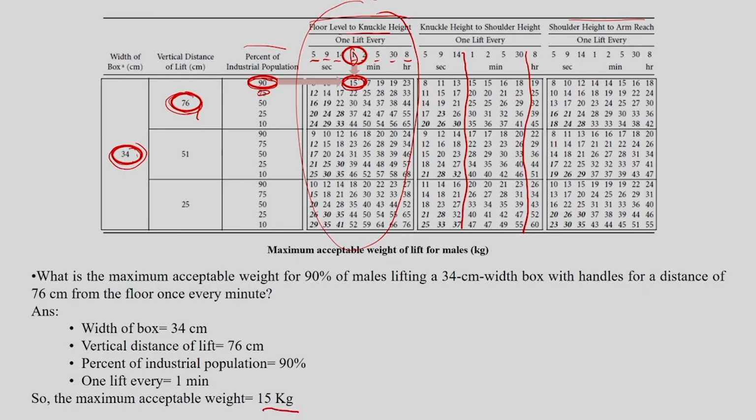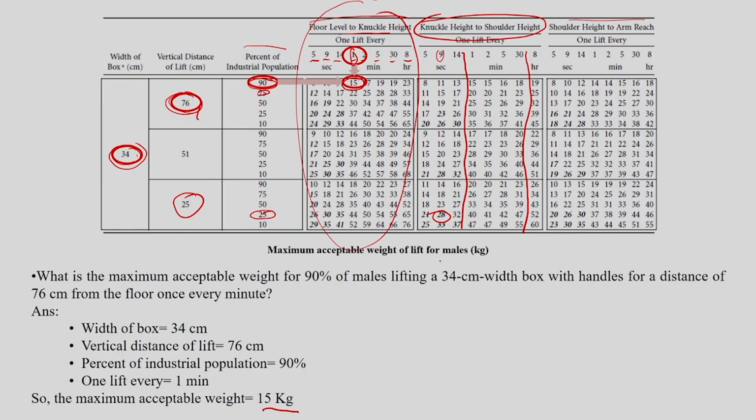Now you can try for some other value. Suppose this is 34, because I have the table right now over here, and the distance is 25, and you are expecting only 25% of people are going to do this job, and this is the area where your workers are working, and the lift rate is one lift per 9 seconds. So you are coming here, then your weight limit is 28 kg.